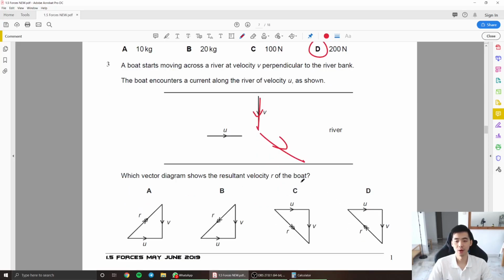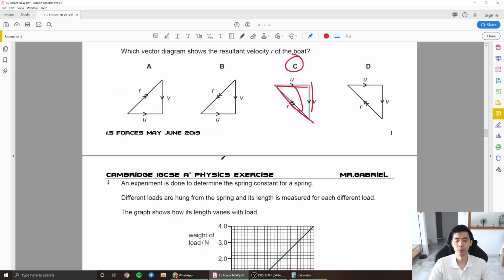So looking at these diagrams here, this is obviously the only logical one because U will still be U, V will still be V, and your resultant force is obviously towards the bottom right here, right? For those who have a hard time imagining this, you can imagine that there's V here and then there's U here, and the resultant force is obviously here, guys. Just rearrange it into a proper triangle, and you should get the answer as C as well.